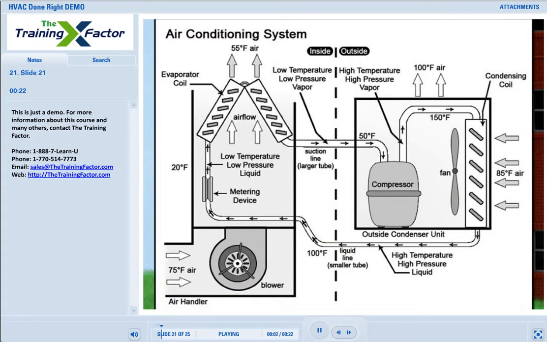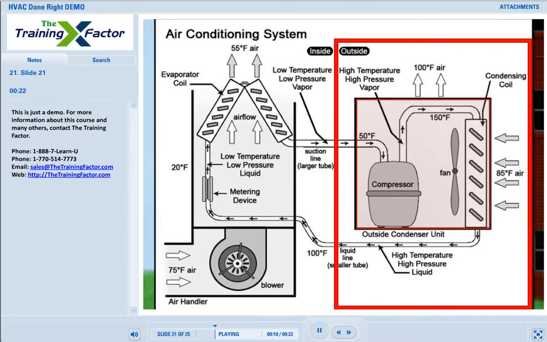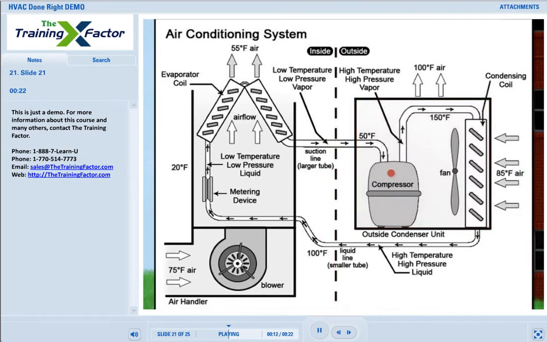Please make note the direction in which the refrigerant flows in an air conditioner. We will start with the condenser, which is located outside. The refrigerant flows through the compressor into the condenser coils, out of the compressor unit into the liquid line. It now travels to the air handler, which is located inside the building.